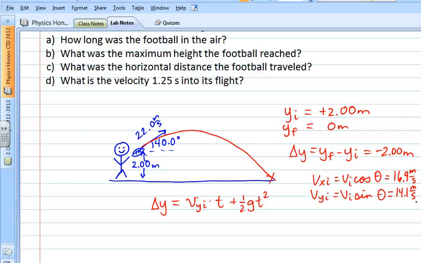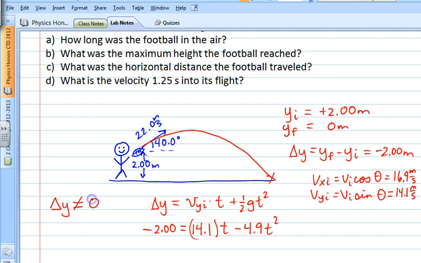Now what we have here is -2 for delta y. We have Vy initial is 14.1. As long as you're careful and you have everything in meters, it's alright if you drop the units, because we're going to solve this equation for t. So now we have a quadratic, and before we had the left side equal to 0, so we were able to cancel out a factor of t. But that's not the case here. This is why we call these problems where delta y is not equal to 0. That's what this little symbol means.